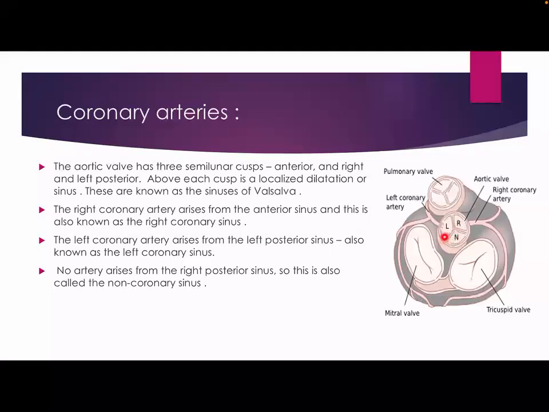Here we can see the aortic valve. This is the origin of the right coronary artery from the right anterior sinus. This is the origin of the left coronary artery from the left posterior sinus, and this is the non-coronary sinus, which is the right posterior sinus.